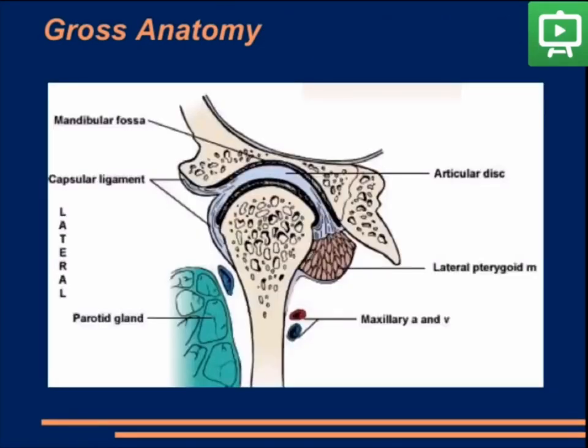So here we go: the mandibular fossa and the head of the condyle are the articular surfaces. The intraarticular disc is attached posteriorly to the capsular ligaments. We noted that the capsular ligaments are very weak to limit the movement or to provide any support.